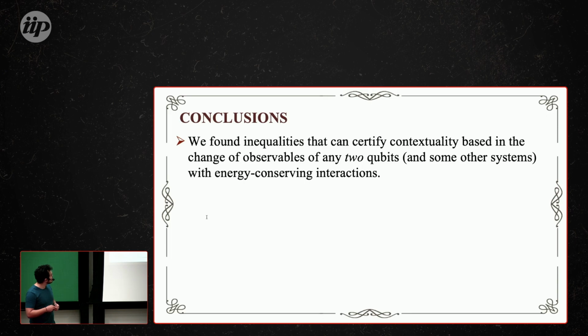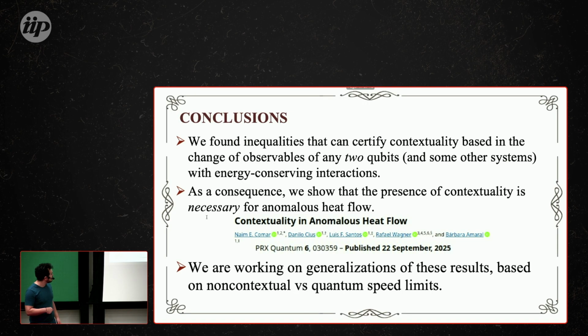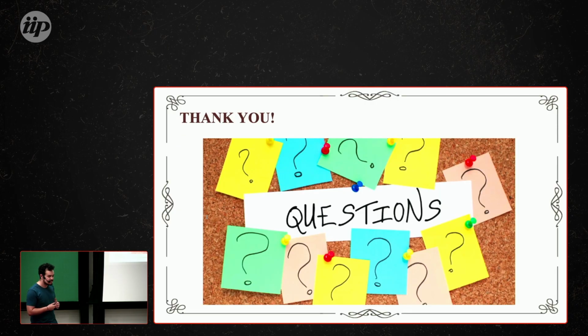So in conclusion, we found inequalities to certify contextuality between any two qubits that interact with energy-conserving interactions. As a consequence, we show that contextuality is necessary for the anomalous heat flow inversion, and compared this to the experiment. And we are now working to generalize this, especially looking at non-contextual versus quantum speed limits. So this is, I think, the next step in this direction of research. So thank you very much.